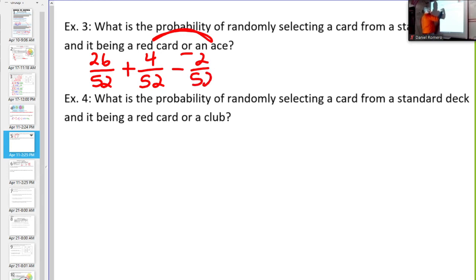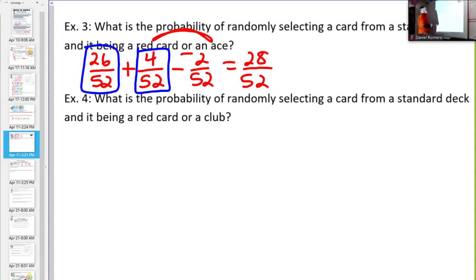And think about it, here's the reason why. Those red aces were counted in this group, but they were also counted here. You're double dipping with them, and you can't do that. That's why we have to subtract at the end. So 26 plus 4 minus 2 is 28 out of 52.